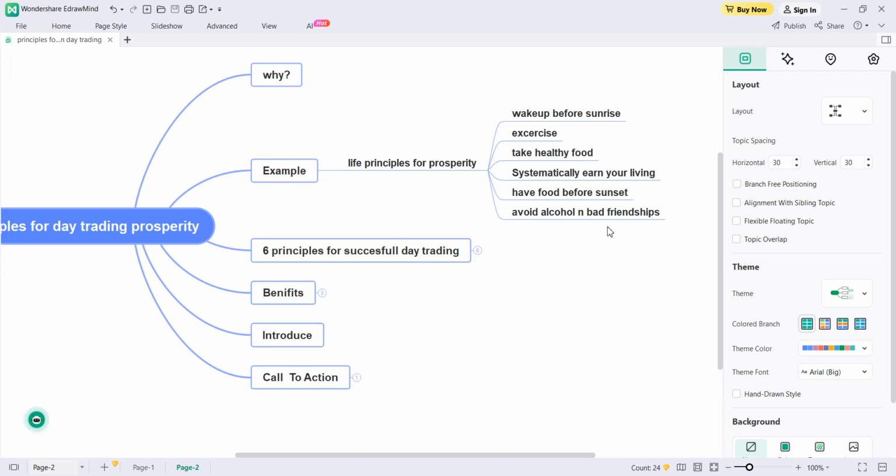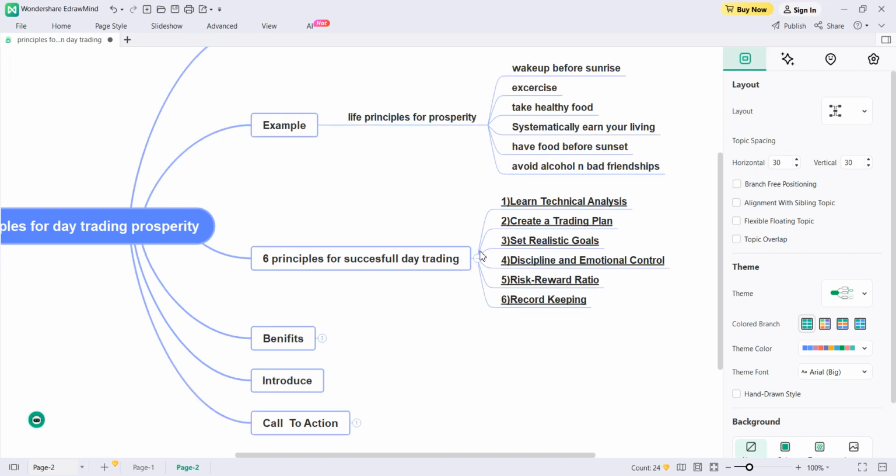Likewise, in life, in day trading also, you should have some principles. Let's get into what are the 6 principles for successful day trading. See, first of all, the principle is you need to learn technical analysis.